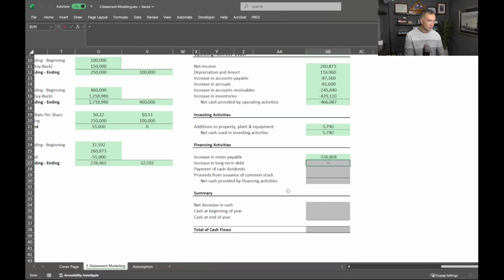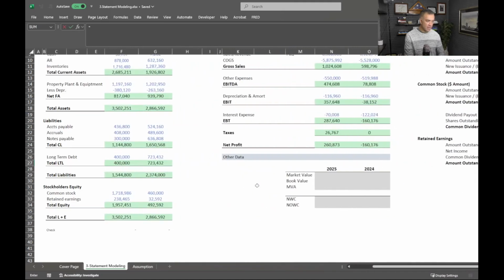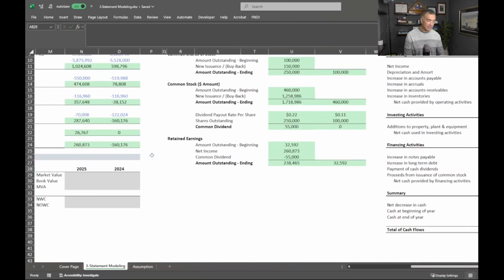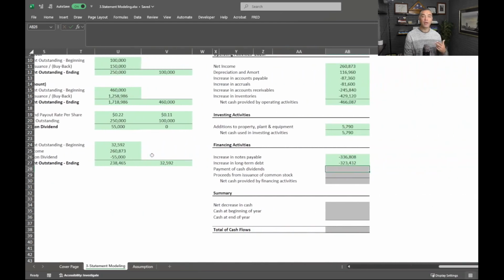Let's look at long-term debt. So our long-term debt went down as well. It went from 723,000 to 400,000, which tells you we paid off a lot of debt, which must have come from cash. So our cash went down. Dividends, that's always going to be an outflow of cash. That's always going to be a negative.